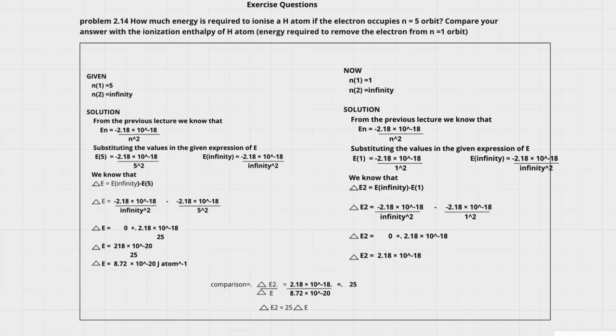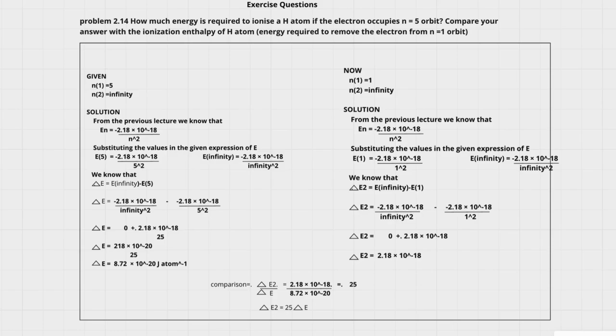Solution. From the previous lecture, we know that En equals minus 2.18 into 10 raised to the power minus 18 divided by n square. Substituting the values in the given expression, E5 equals minus 2.18 into 10 raised to the power minus 18 divided by 5 square. And for the second value, E infinity equals minus 2.18 into 10 raised to the power minus 18 divided by infinity square.